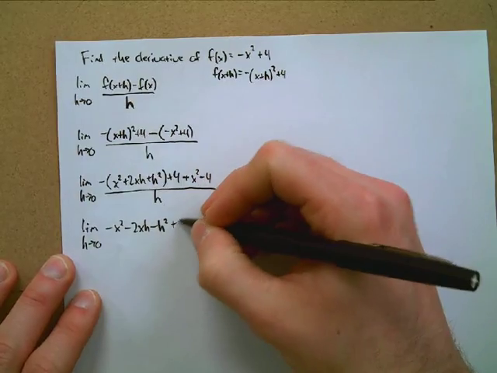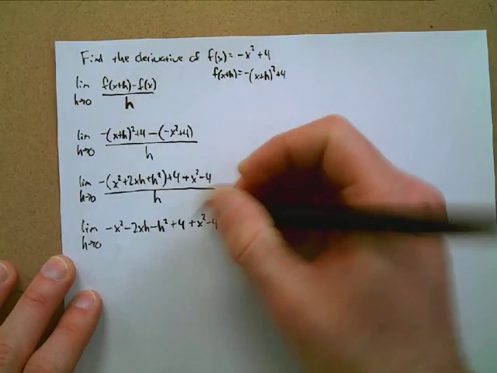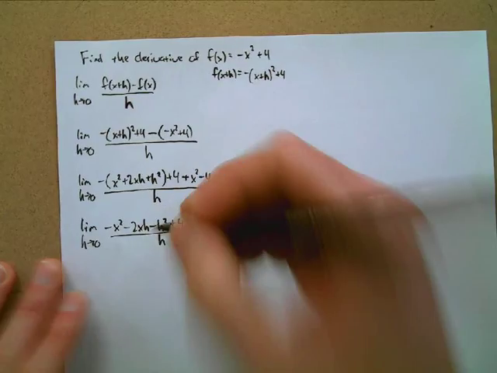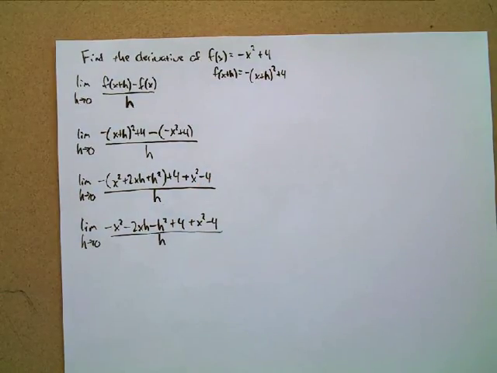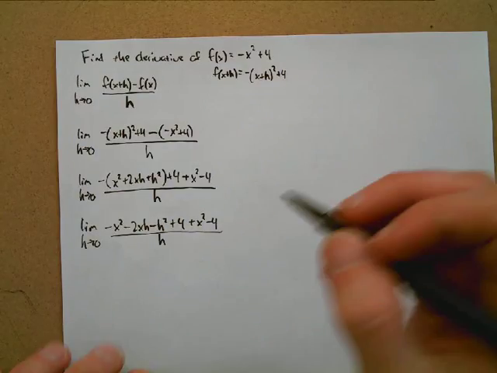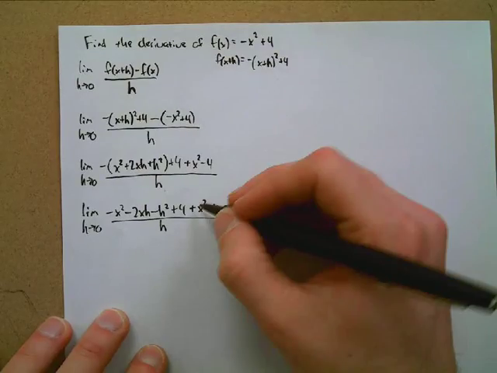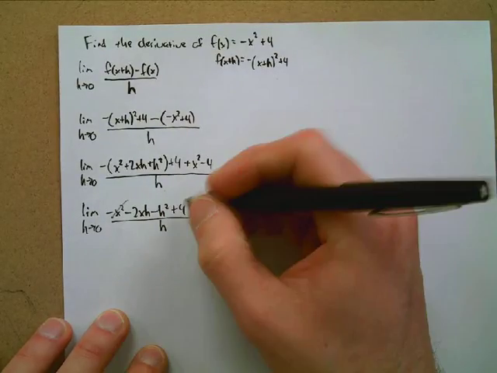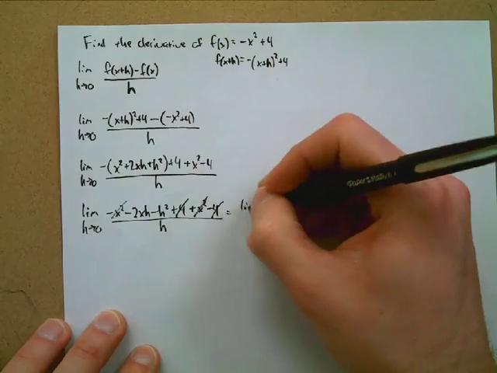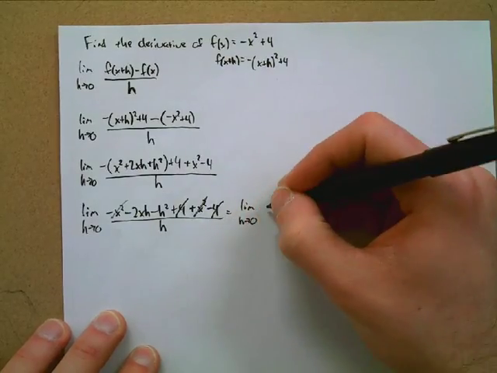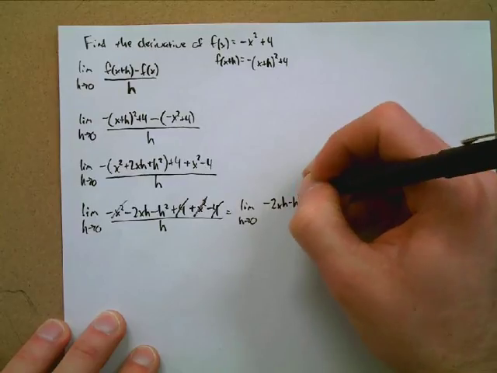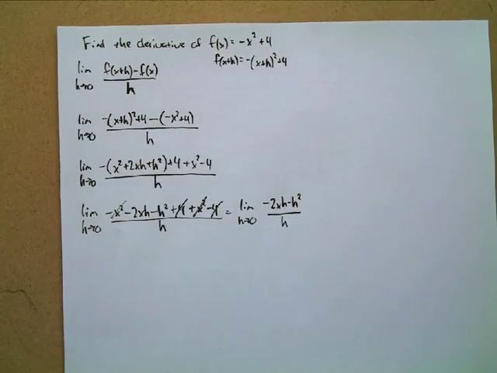So, does anything cancel here? X squared. So you have a plus x squared and minus x squared. What else? 4s. Okay, so let's rewrite things here. Negative 2xh minus h squared over h. Okay, so things canceled. But if I still try and do a direct substitution here, I'm going to get 0 over 0, indeterminate form. If I plug in 0 right now, I'm not going to get anything useful.